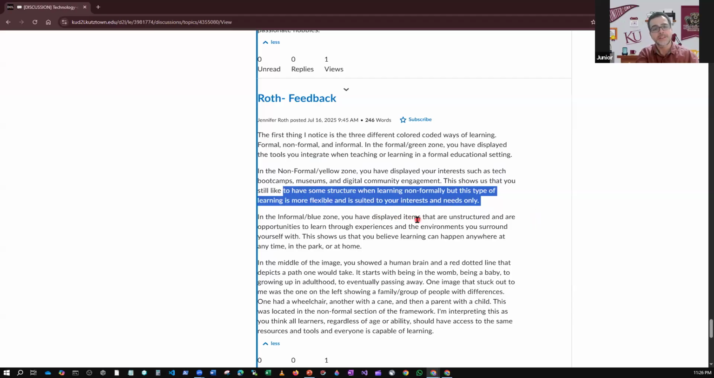It's usually from an institution, whether it's an education institution or not. But it allows learning to take place because there is some organization, right? That's it.